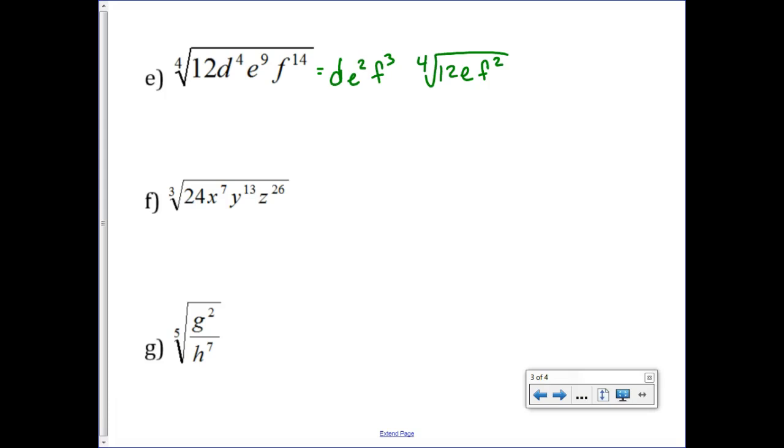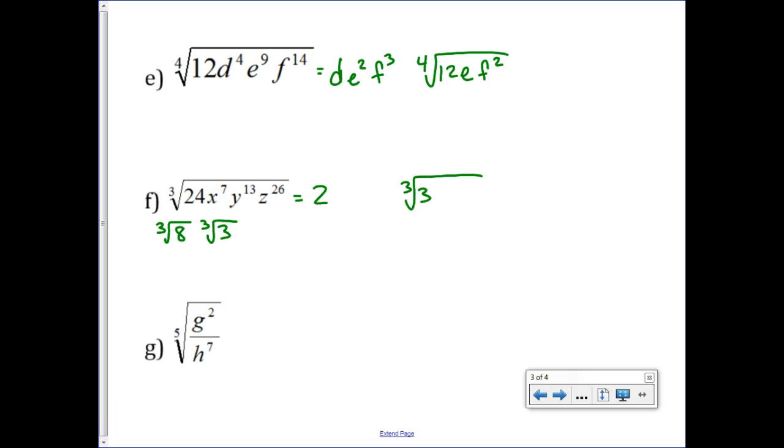The cube root of 24. Is there a perfect cube I can take out of 24? Well, I know that 24 can break up into 8 and 3. So that means I'm going to be able to take the cube root of 8 outside, which is 2, and then I'm left with 3 still inside.